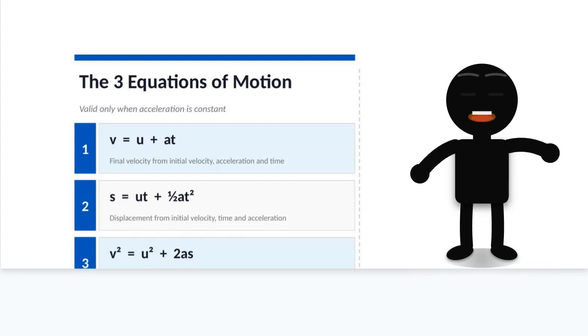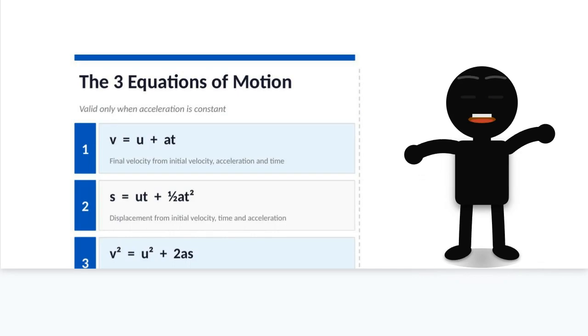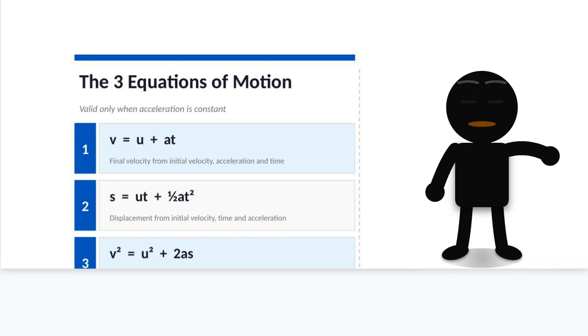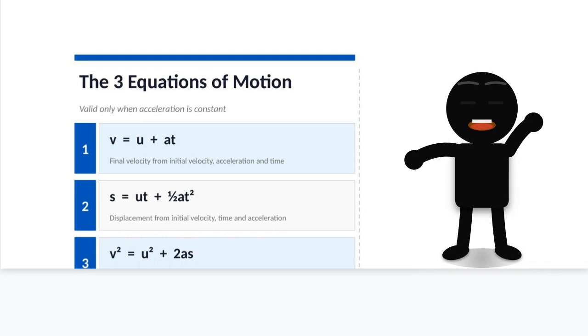Now we come to the three equations of motion. These are among the most important equations in all of Class 11 physics, and you will use them in almost every kinematics problem. They are valid only when acceleration is constant throughout the motion. The first equation says final velocity equals initial velocity plus acceleration multiplied by time. This is essentially the definition of constant acceleration.